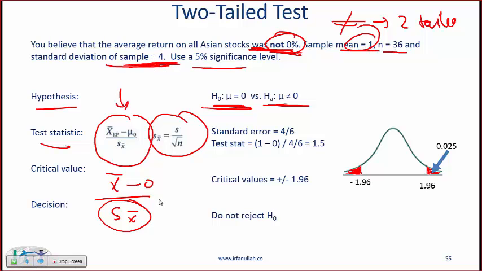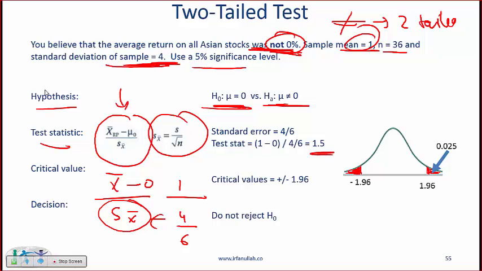So what is the standard error? S is equal to 4, divided by root n, where root of 36 is 6. So 4 over 6 is our standard error. What is X bar minus 0? That's 1. So 1 over 4 over 6. This gives us a test stat of 1.5.